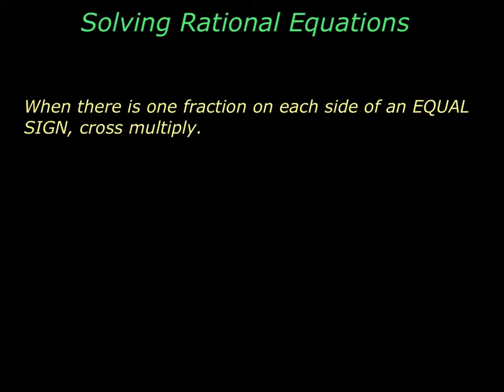Now please note the word equation here, because so far we've been using expressions and simplifying them. Equations means there's going to be an equal sign, and there are slightly different rules when we're solving equations with an equal sign. The first thing that we're going to talk about is when there's basically one fraction on each side of an equal sign, and you've done that before. All you have to do is cross multiply.